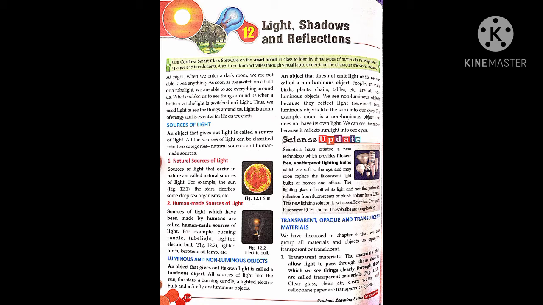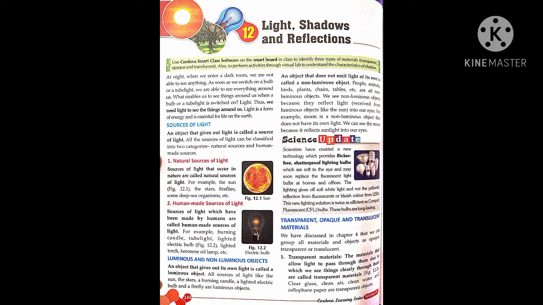Now, luminous and non-luminous objects. You will sometimes hear the words luminous and non-luminous objects. So what is the basic difference between luminous and non-luminous, and what are they? Let's discuss. An object that gives out its own light is called a luminous object. An object like the sun gives its own light, it does not need the help of any other source. It gives out its own light, that is called a luminous object. So the sun is a luminous object.